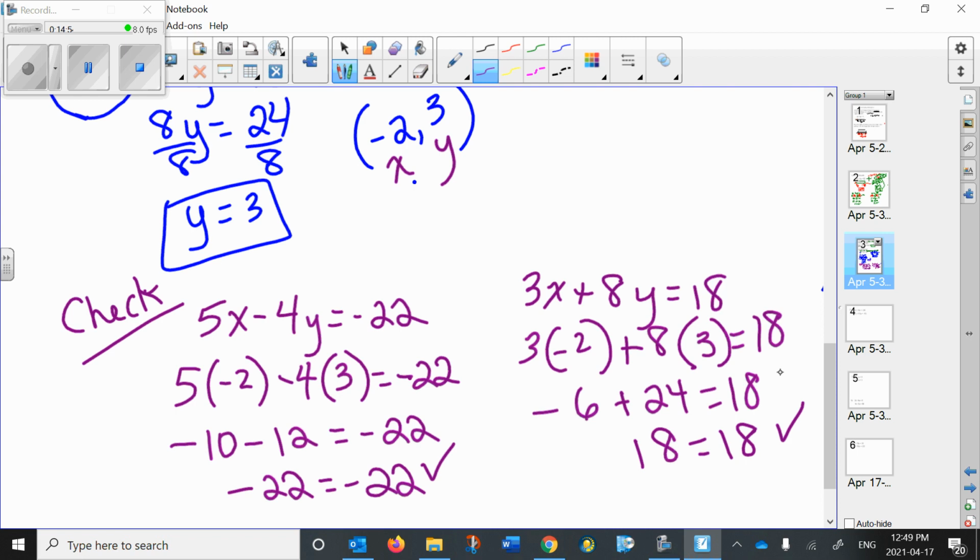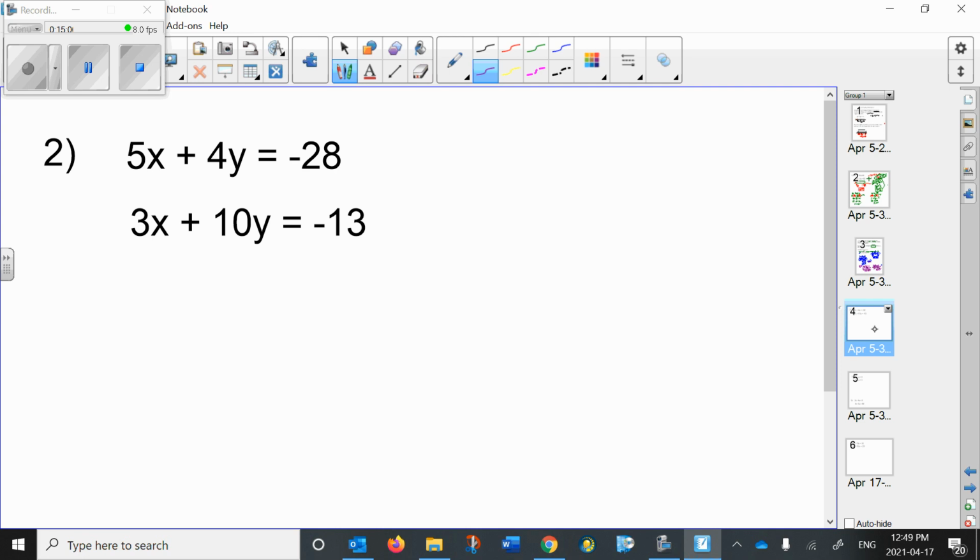Okay. So let's try another one of those. And then we've got two exception ones again. Okay, so for this one, our x's and our y's don't match up. So can I make a 3 look like a 5? No. Can I make a 4 look like a 10? Yes, I can. Oh no, I can't. A 4 can't look like a 10. Sorry. So for this one, you're actually going to have to multiply both of them.